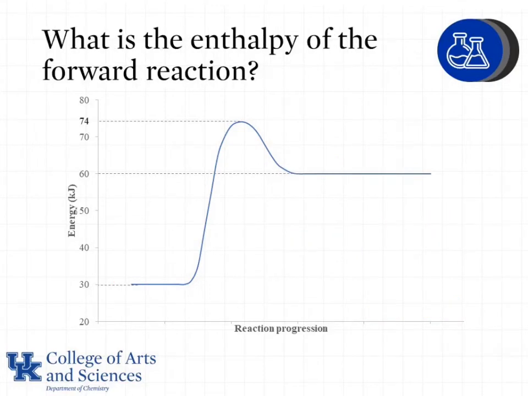What is the enthalpy of the forward reaction? The enthalpy will be the energy of the products minus the energy of the reactants. So delta H equals 60 minus 30 kilojoules. So our delta H is equal to 30 kilojoules because that's the difference in energy between the products and reactants.